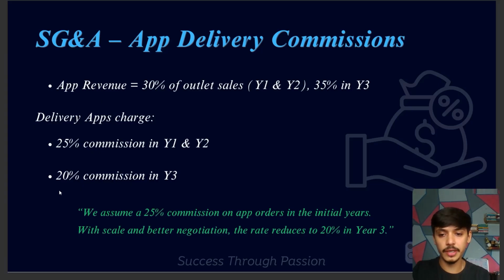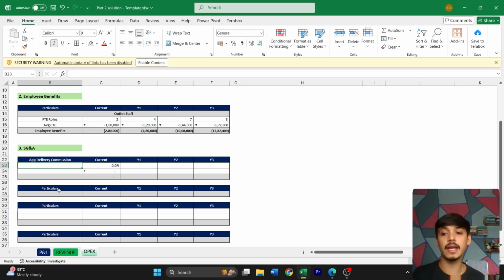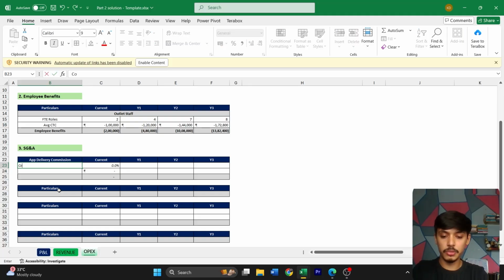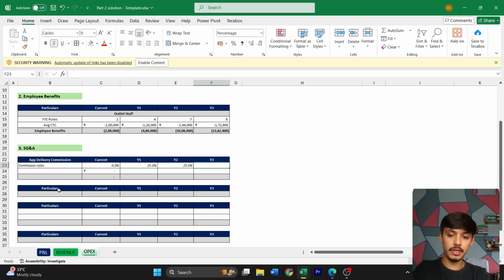So we have commission rates, and commission rate will be applied to sales that are happening on the food delivery app. So we also have the revenue that we are earning from food delivery. So first we will plug in the commission rates, which is 25% for year one. Sorry, this is zero. There is no current rate. This is 25%. This is 25%, and in year three we are negotiating a 20% deal.